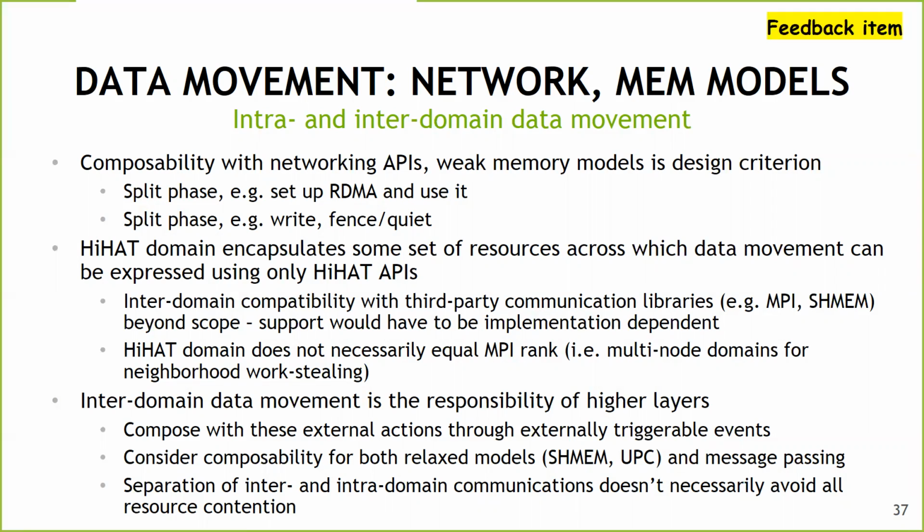So when it comes to data movement, you want to be able to do network. But if you're going to do something like an RDMA, that's really a split phase thing where you need to set it up and then you need to move the data. If you're going to use a relaxed memory model, you may do a bunch of writes and then use a fence or use a quiet or something after that to make sure that you actually push all that stuff out. So including these things in the API is important.